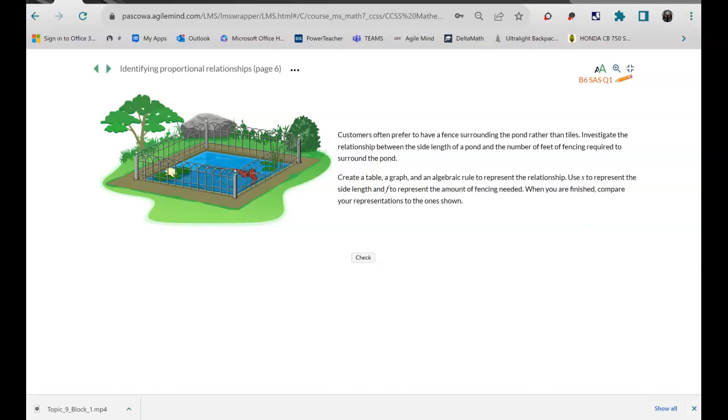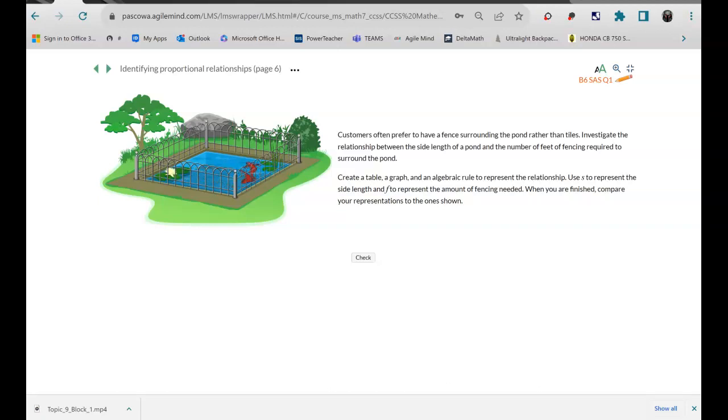So we're going to investigate the relationship between the side length of the pond and the number of feet of fencing that is required to surround the pond. Now what we're going to do is create a table, a graph, and an algebraic rule to represent this relationship between the side length of the pond and the number of feet of fencing that it would take to surround the pond.